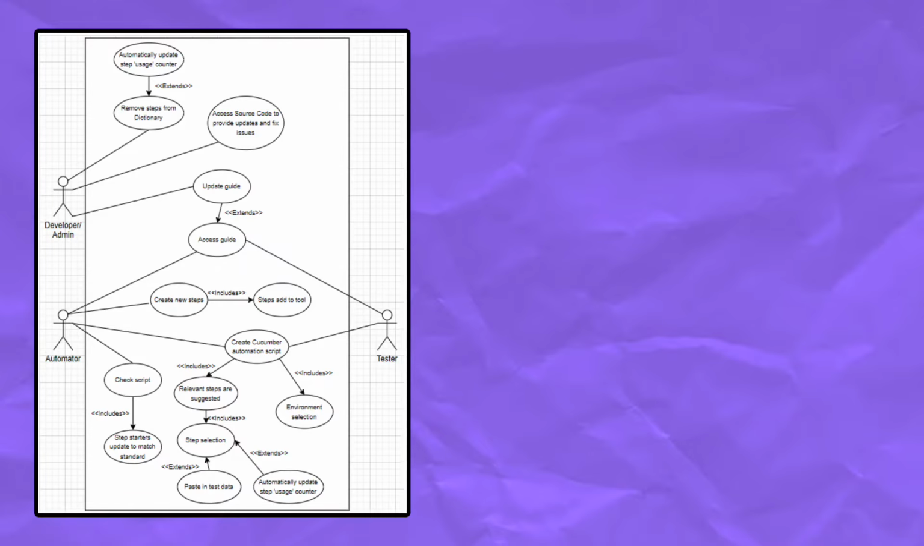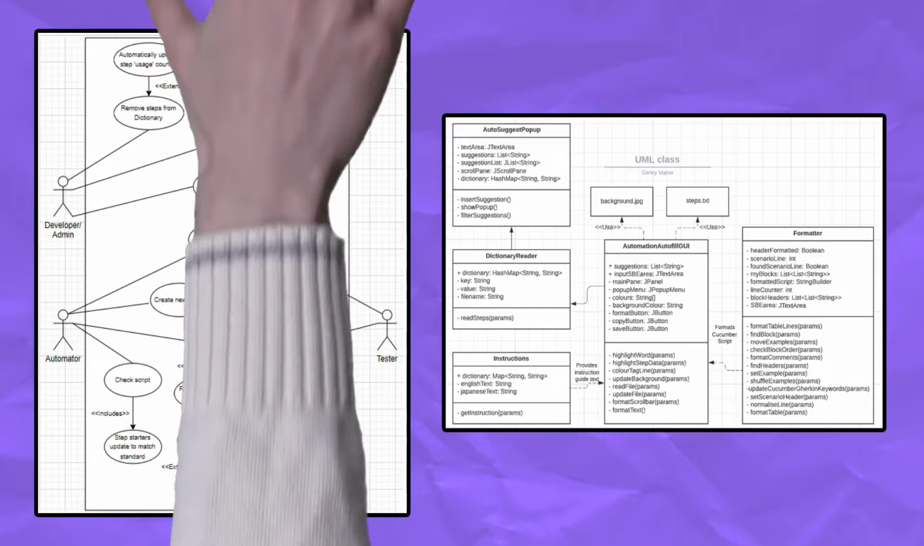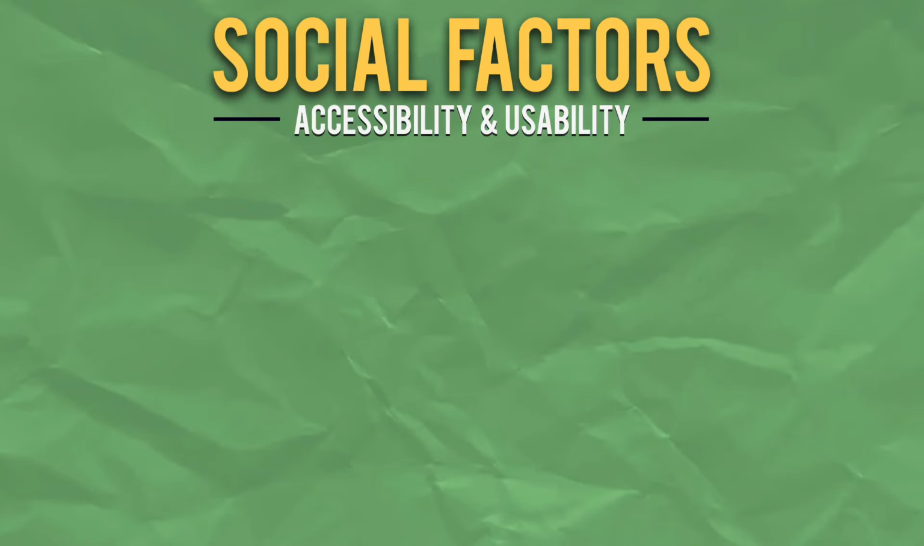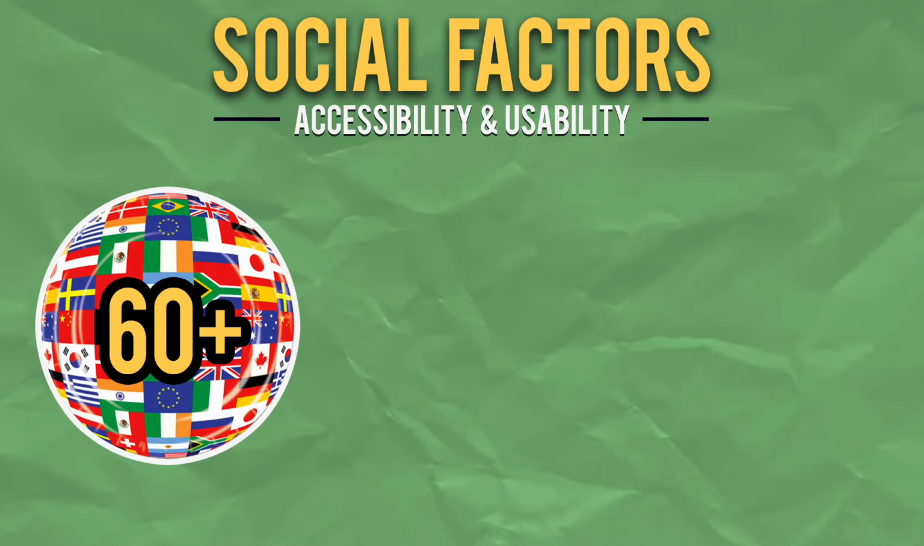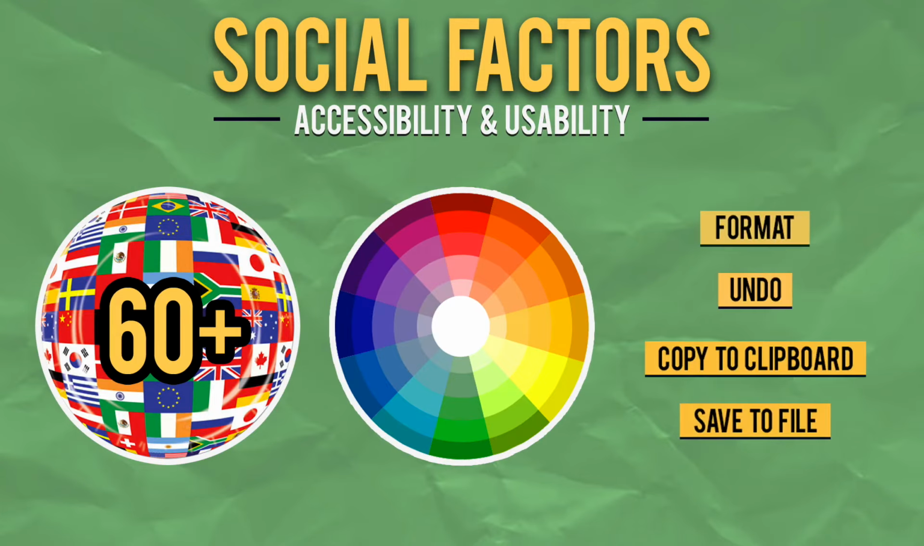By adopting a rigorous development methodology, use case and class diagrams were created to help visualize the solution. From here, a number of social factors were also considered, including accessibility and usability. To make sure that the tool is widely accessible, it's been made to support over 60 native languages. It has a colour control option and also includes a number of buttons to make development and automation life easier.